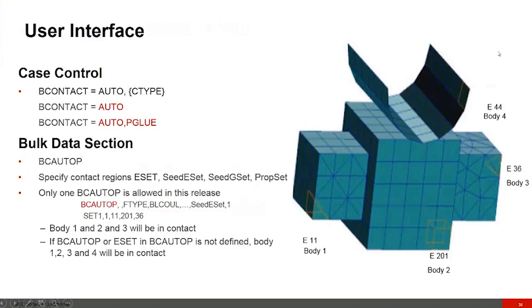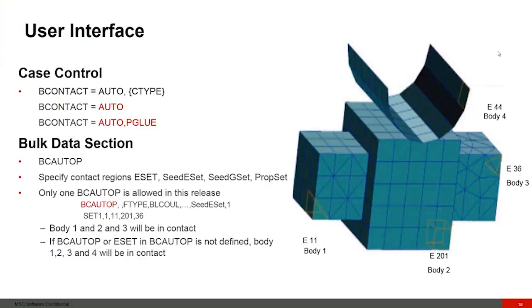And then we have the BCAUTOP bulk data entry section. This allows you to specify the parameters for the automatic contact generation. There are several options available to the user. For example, you can specify the ESET to specify the contact regions, or you can specify seed ESET or seed GSET. So ESET is the default, where all the elements that are in the SET1 entry that's referred to with the ESET will be included in the contact bodies and in contact analysis, contact generation.